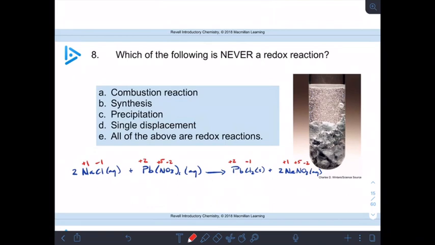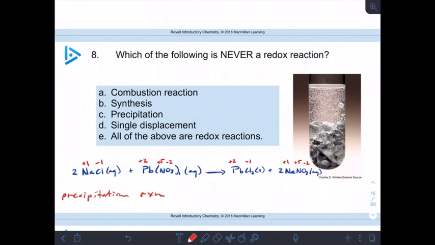Okay? So which of the following is never a redox reaction? All right? So what I've done is I've given an example of a precipitation reaction here, just to demonstrate what happens. With any type of these reactions, and you could write yourself an example of a combustion reaction or a synthesis reaction or a single displacement, what you'll find is if you assign oxidation numbers for your reaction, now that you have that skill, you can determine whether a certain type of reaction is a redox reaction. Redox standing for reduction oxidation, okay?